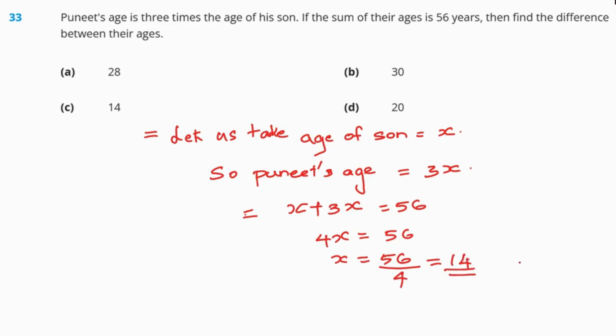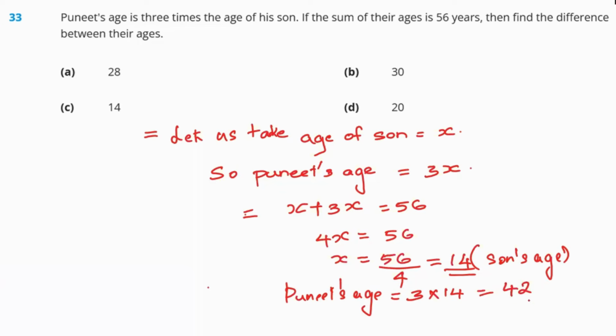So Puneet's age will be 3 times that of his son. So 3 into 14, that is Puneet's age. That is 42. 42 is Puneet's age.